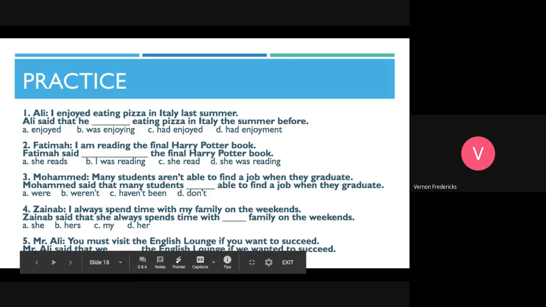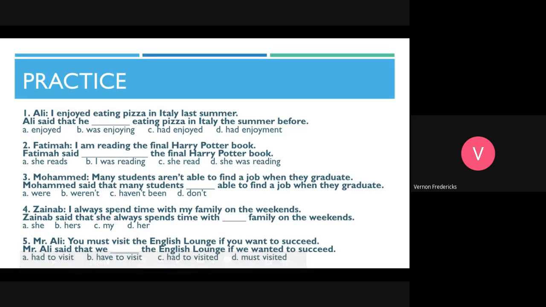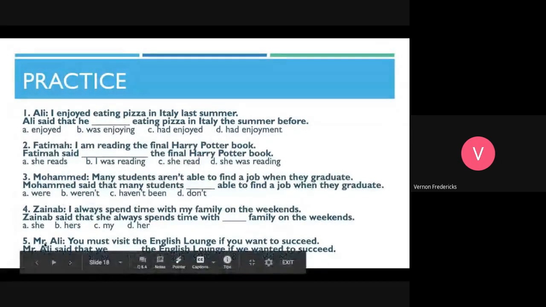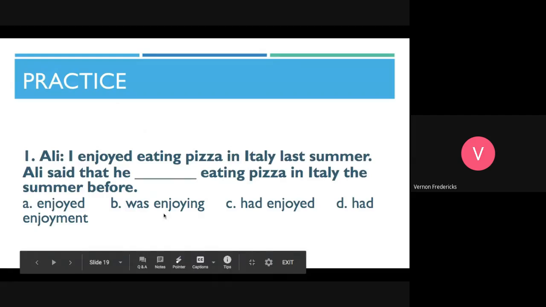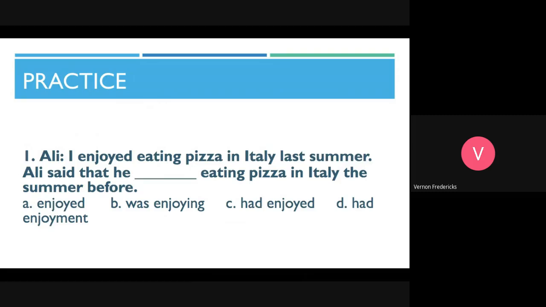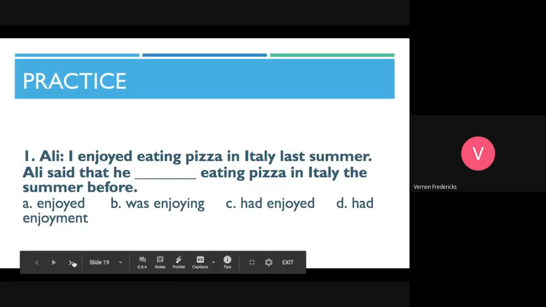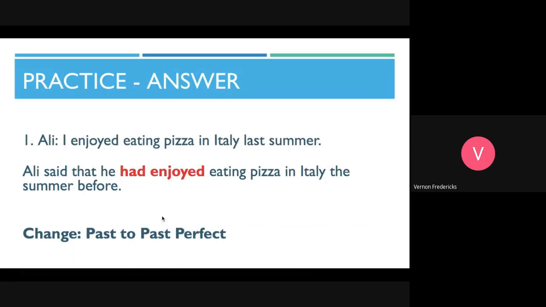Okay, students, welcome back. Let's continue with this presentation and have a look at your answers. Number 1: Ali, I enjoyed eating pizza in Italy last summer. Ali said that he, space, eating pizza in Italy the summer before. What is my correct answer? Ali said that he had enjoyed eating pizza in Italy the summer before. Past simple, enjoyed, to past perfect, had enjoyed.